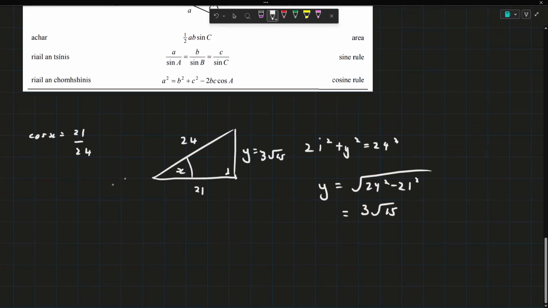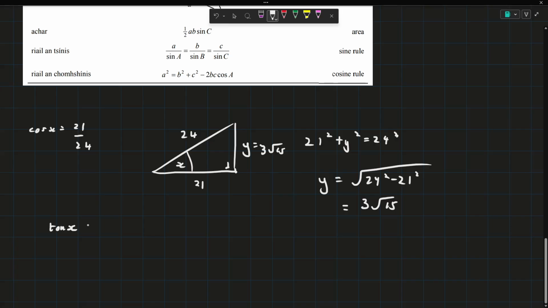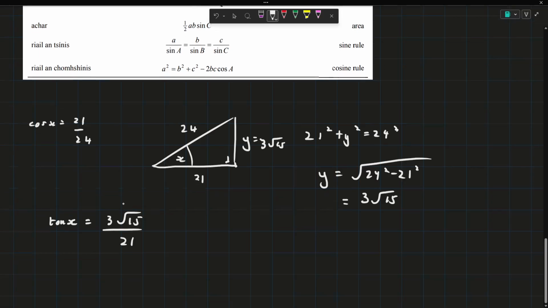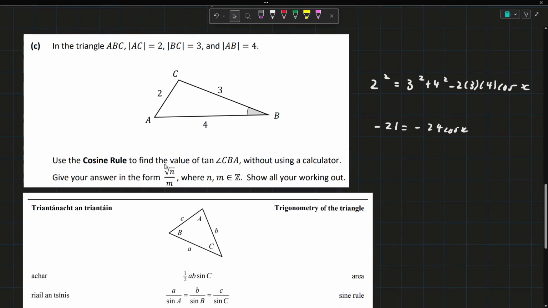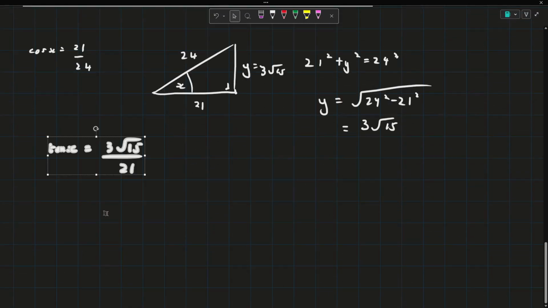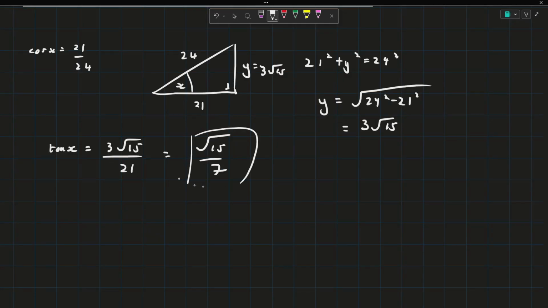So we can easily figure out tan x by taking the opposite, which is 3 root 15, over the adjacent, which is 21. And then we can simplify that because it says in the form root n over m. So you might think that we've gone somewhere wrong, but 3 over 21 is the same as 1 over 7. So we have root 15 over 7 as our final answer.